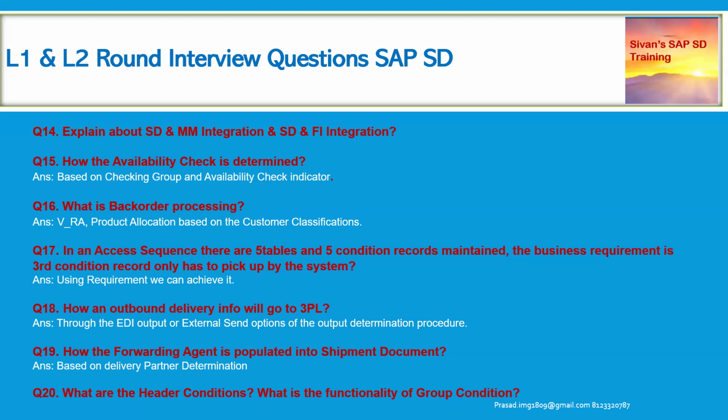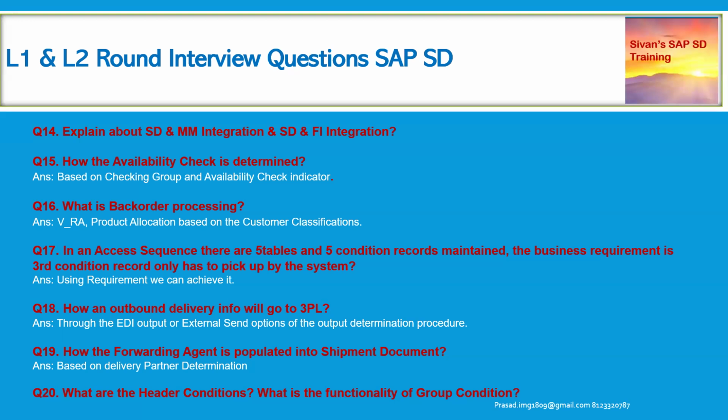Question number 20. What are header conditions, and what is the functionality of group condition? So we all know that the header conditions will not have access sequences, and whatever discount we want to grant at header level, we can use the multiple discount condition types like HA00, HB00, and HD00. These are all the header condition types which can be determined manually during the sales order processing, and they don't have the access sequence, hence we cannot maintain the condition record for the same.